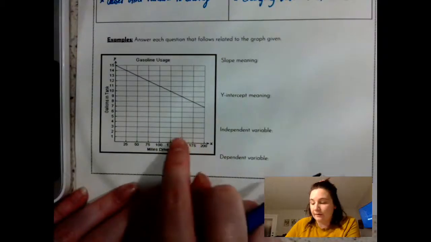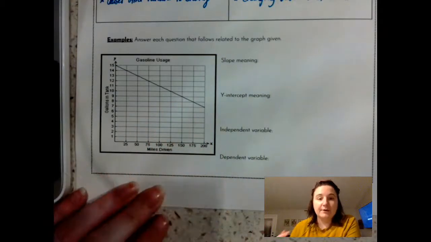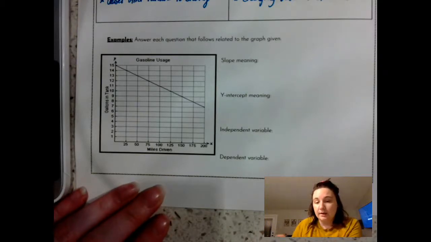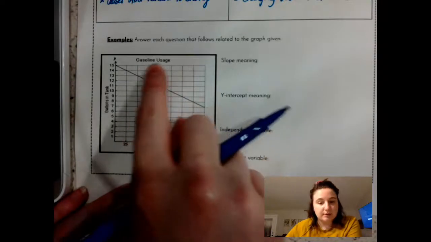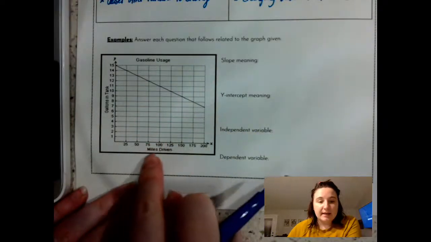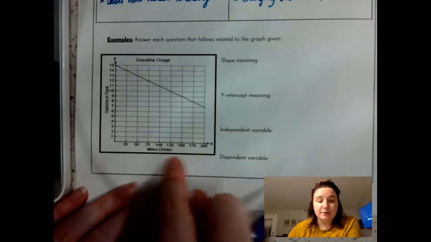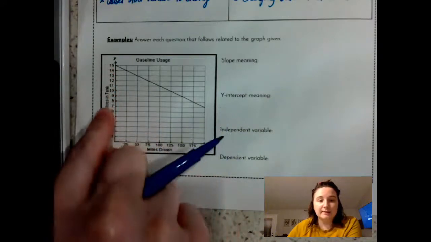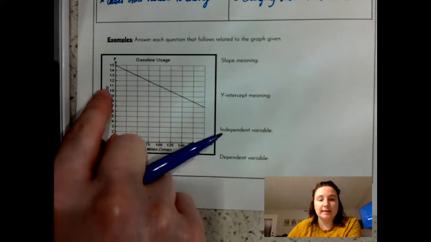So we have this graph here, and the first thing that I want to do is read the graph, all of the titles, every piece of information it gives me so I know what's happening. So this says gasoline usage. So that's what this graph is about. On the x-axis, it is labeled miles driven, and on the y-axis, it's labeled gallons in tank.